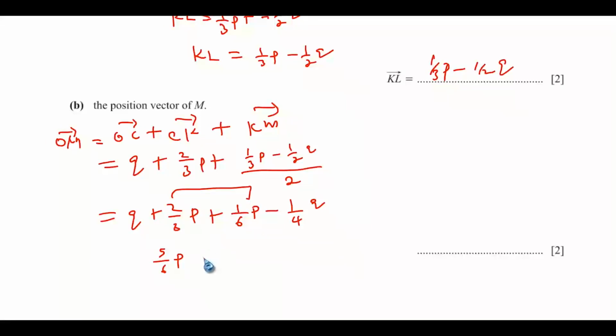Okay, then Q minus 1/4Q, if you add them together, you get 3/4Q. So this will be the final answer. So you can write 5/6P plus 3/4Q. That will be the solution there.